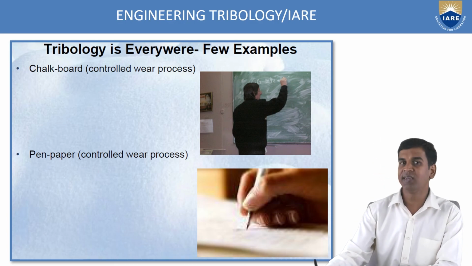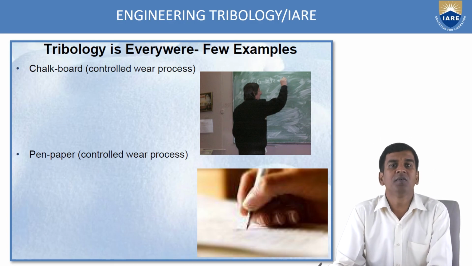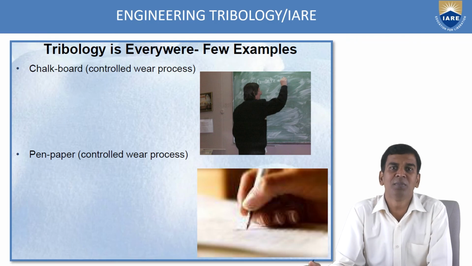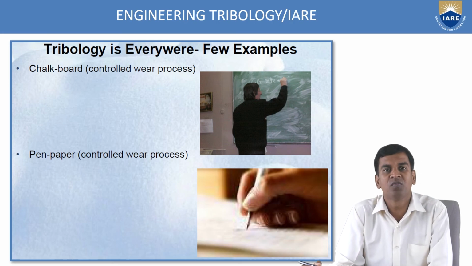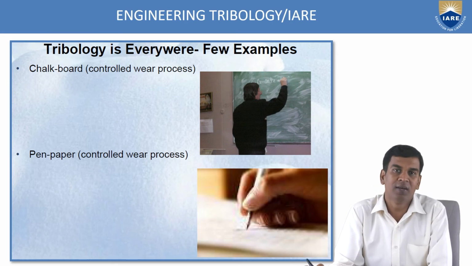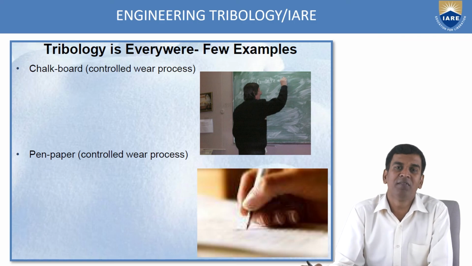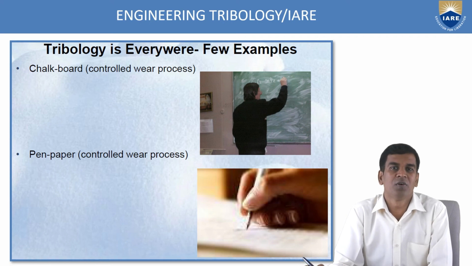If the wear rate is more, within a period of time like 10 or 15 minutes, the professor has to use another chalk piece. So if the wear rate is controlled, you can use one chalk piece for the period of one class. Here you will be having many types of applications of the wear process.